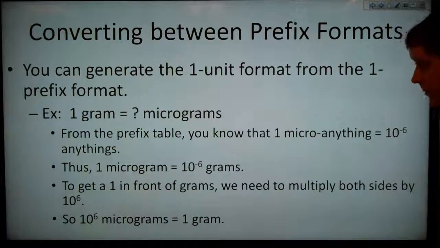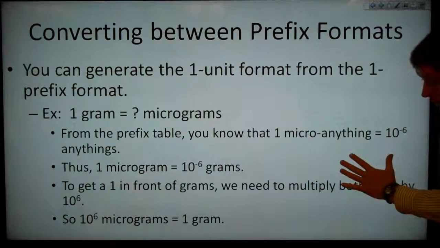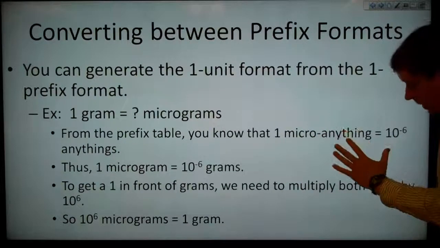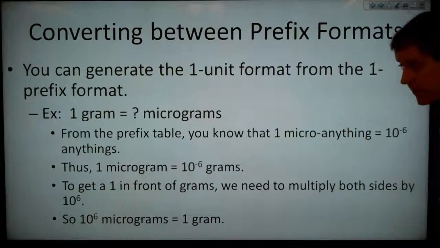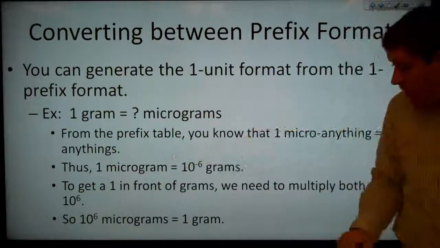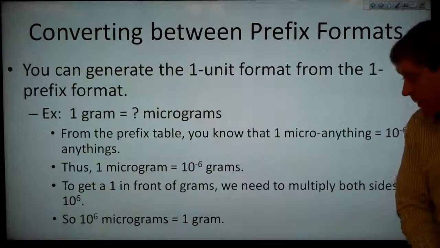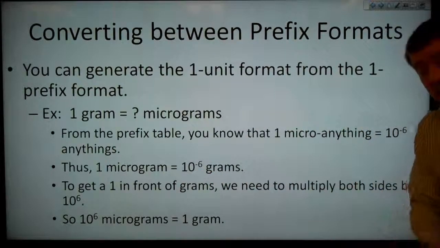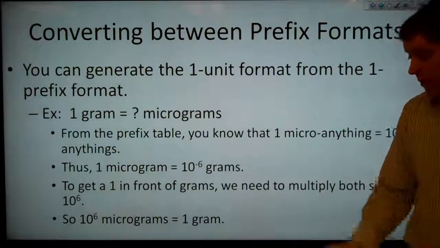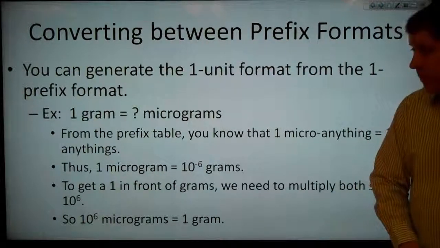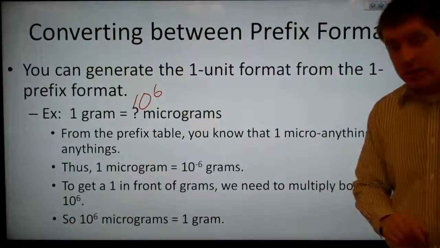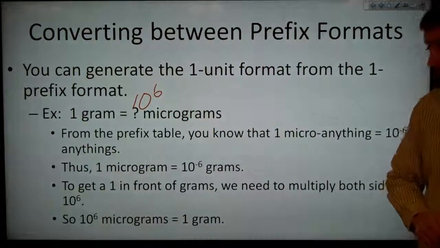So from the prefix table, you know that 1 micro anything equals 10 to the minus 6 anythings. So 1 microgram equals 10 to the minus 6 grams. If we want to get 1 in front of grams here instead of 10 to the minus 6, we need to multiply both sides by 10 to the plus 6. So 10 to the plus 6 micrograms is equal to 1 gram.